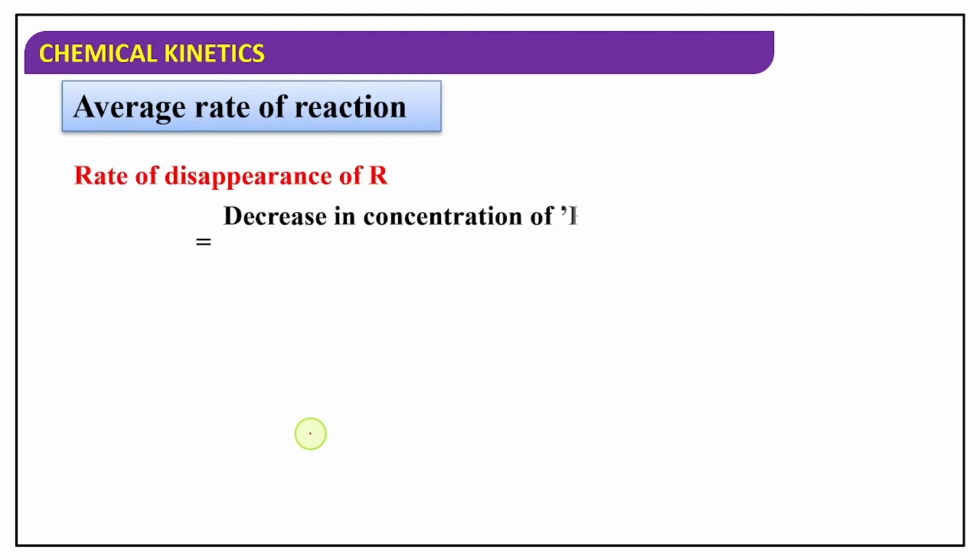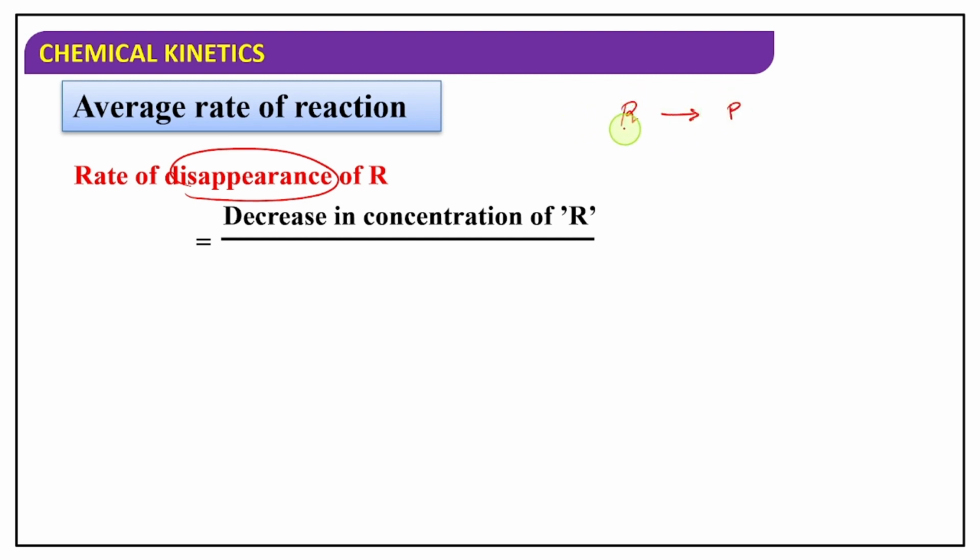So from this, I'm going to find out the rate at which the reactant R is going to disappear. You know very well that when the reactant gets converted into product, the concentration of the reactant is going to decrease. Concentration of the reactant keeps on decreasing. At the same time, concentration of the product increases, right?